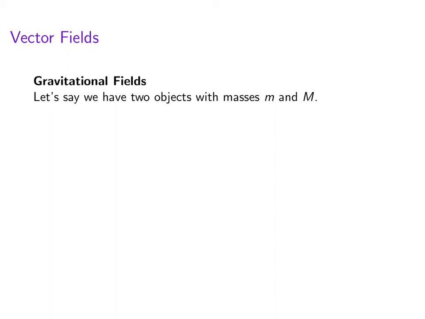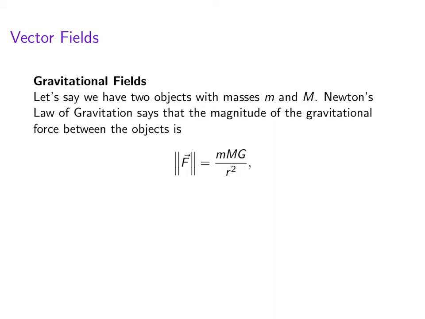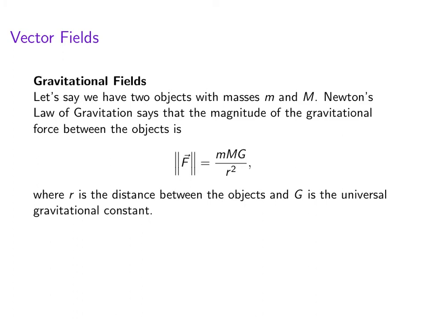Let's say we have two objects. Their masses are little m and big M. We have something called Newton's law of gravitation, and it says that the magnitude of the gravitational force between the objects is m times big M times G all over r squared. r is the distance between the objects, and G is something called the universal gravitational constant.